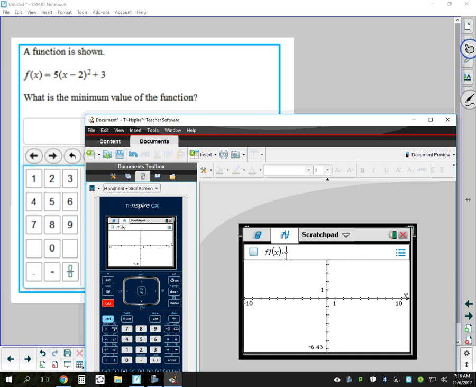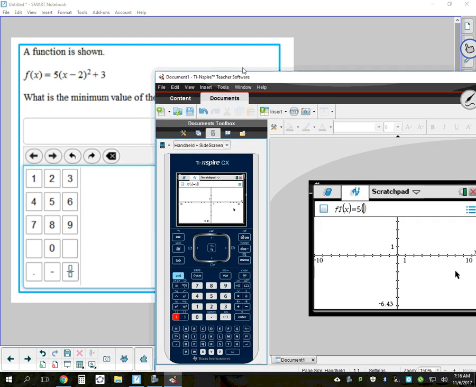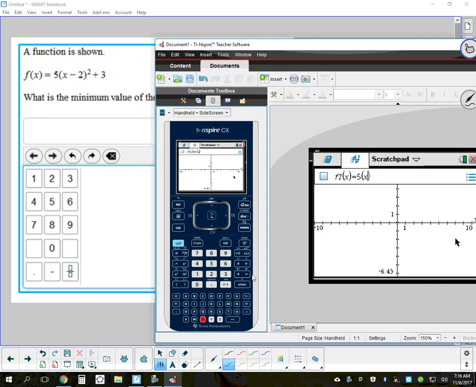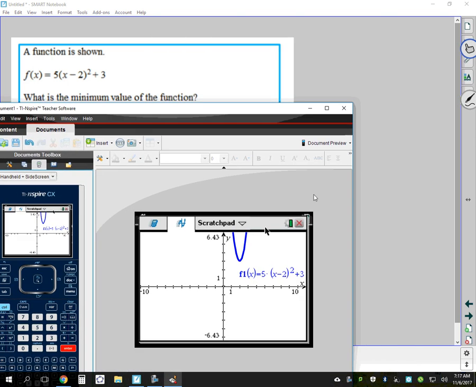Here's my f1 of x equals. That's the same as f of x equals. So I will just start typing with the 5. Parenthesis, x minus 2, close your parenthesis, squared, and then plus 3. Here's my graph. They're asking for the minimum value. Remember, with maximum and minimum values, you only need to give the y value. I would say it is the bottom of that right there. That's the lowest point, and the y value looks to be 3.